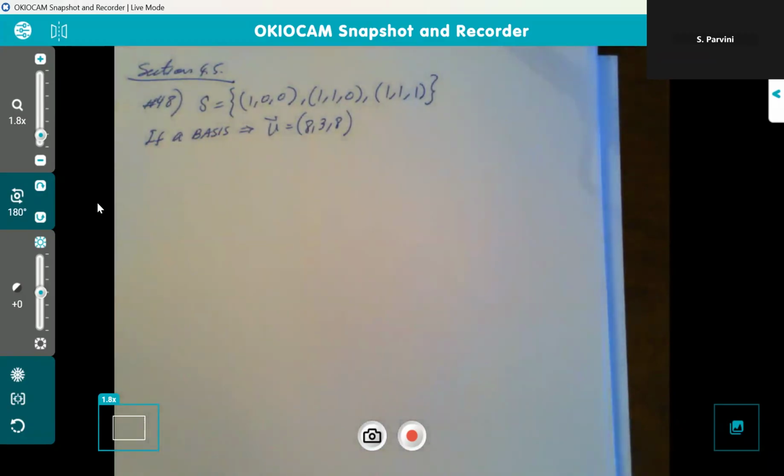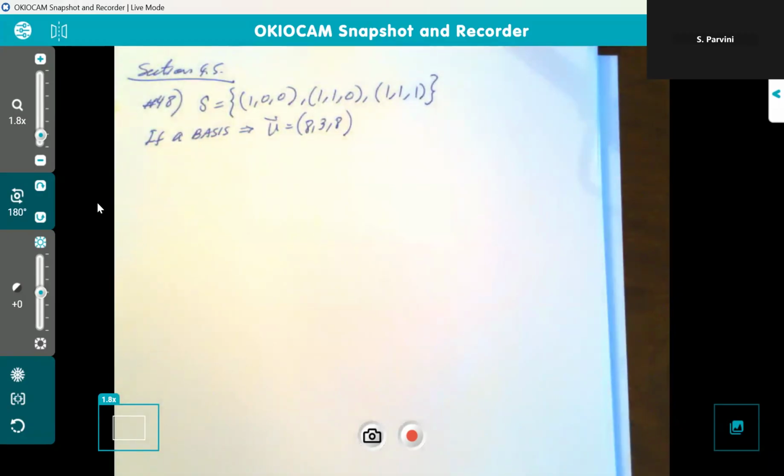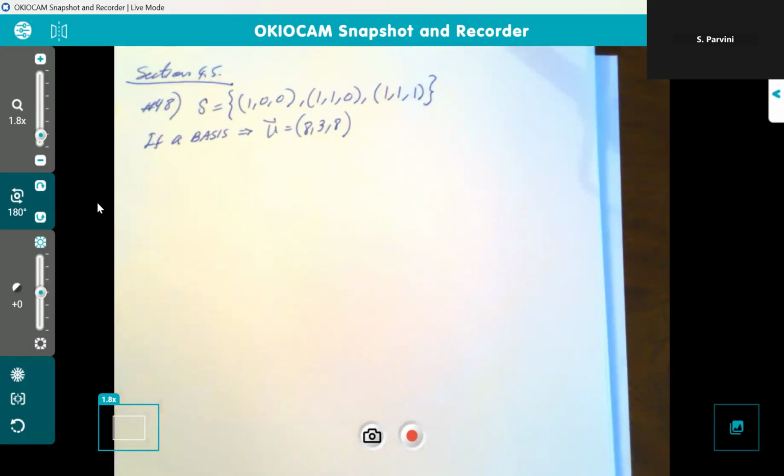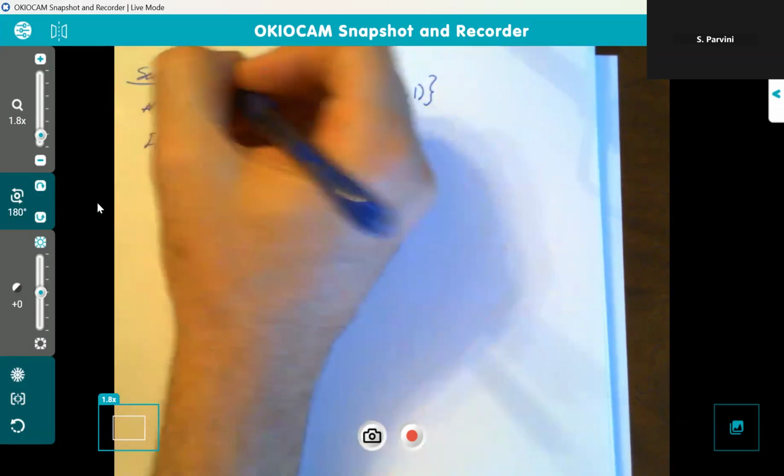There you go. I don't know what I did, but sorry about the image being so dark. But anyway, better late than never, huh? So this is in section 4.5.